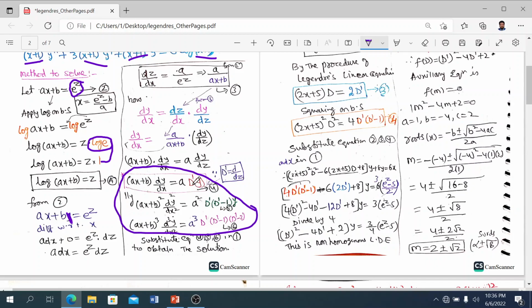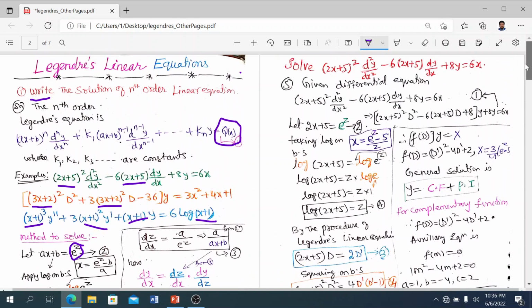So d dash means d dash, but x square is there, so a square d dash into d dash minus 1, or d prime into d prime minus 1. Or (ax plus b) whole cube means a power of 3 d dash into (d dash minus 1) into (d prime minus 2). Substitute all these values in the first equation, you will get the solution. Now let us see the problems.